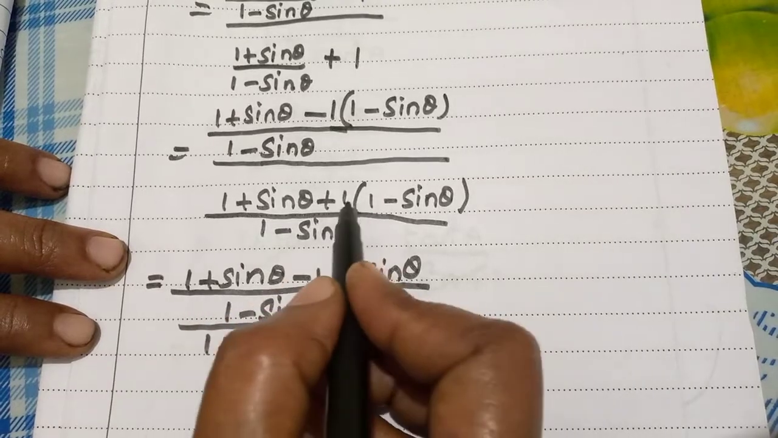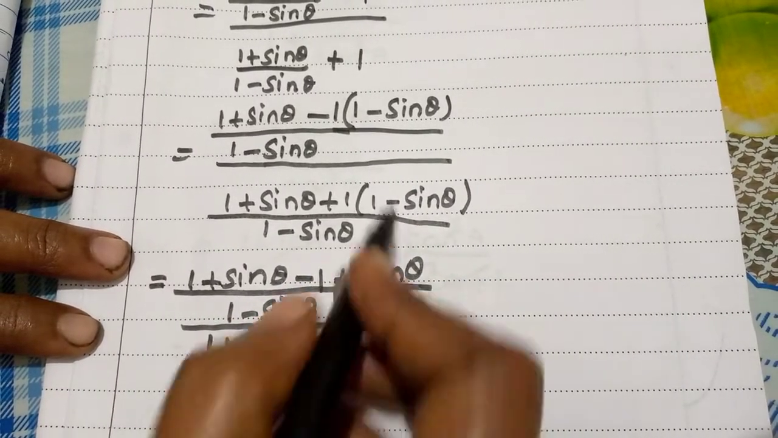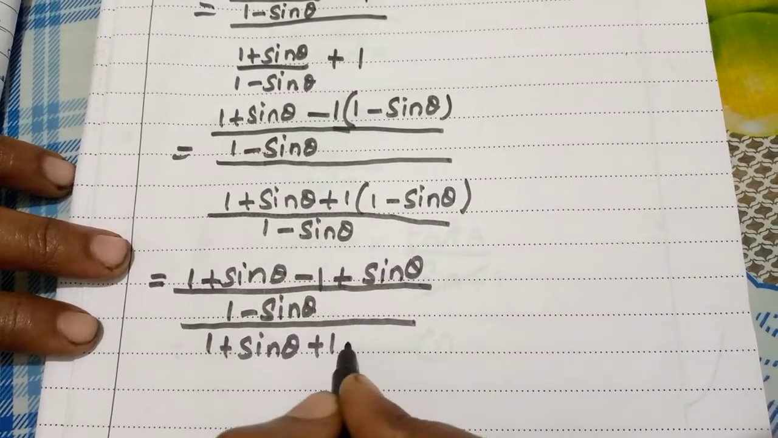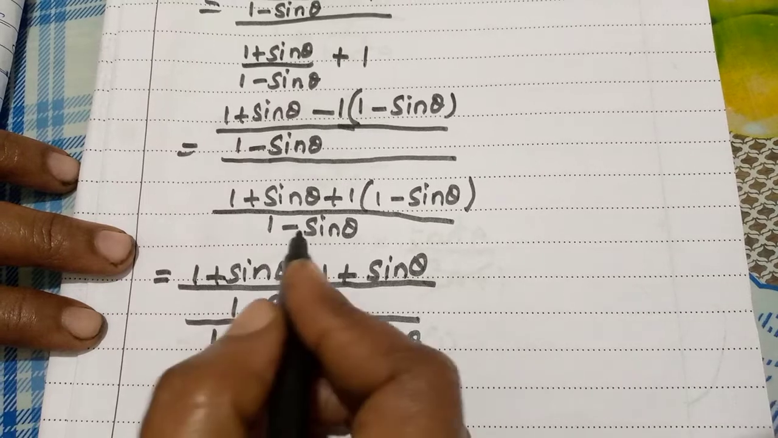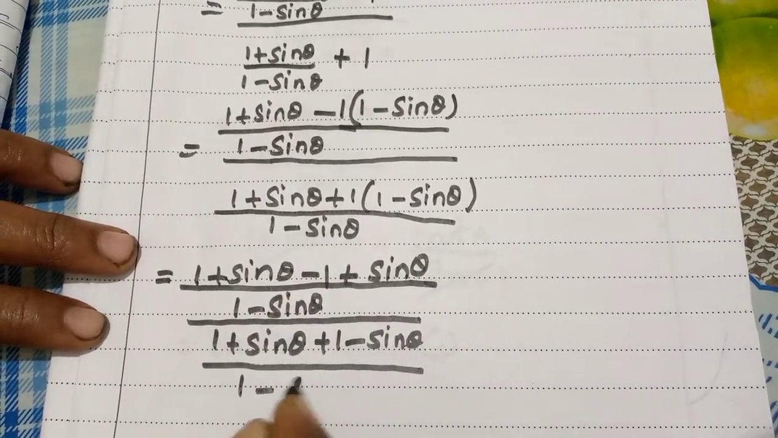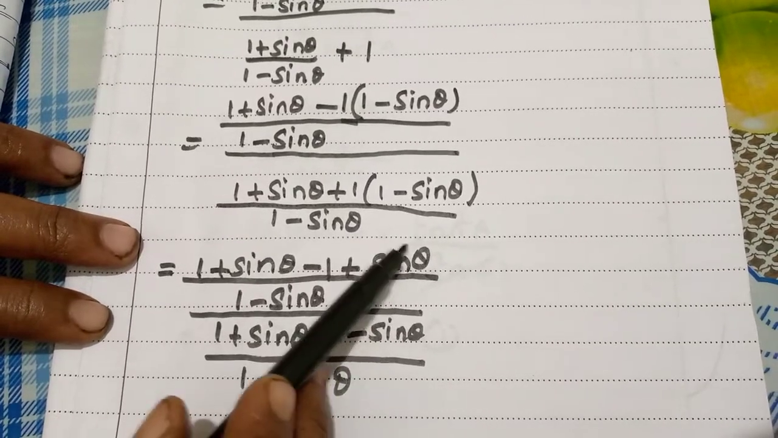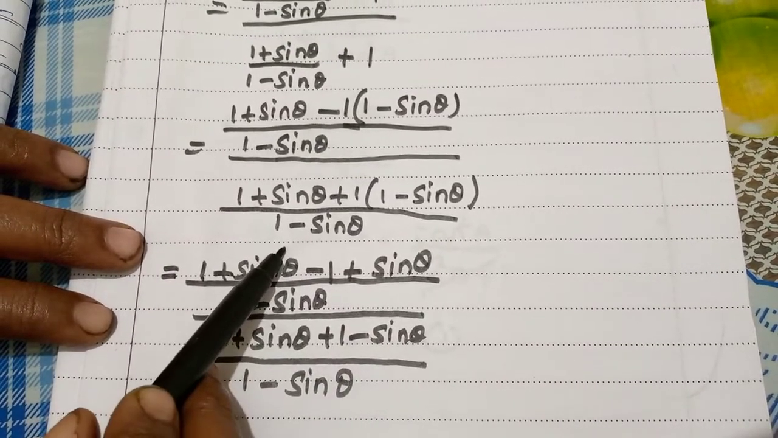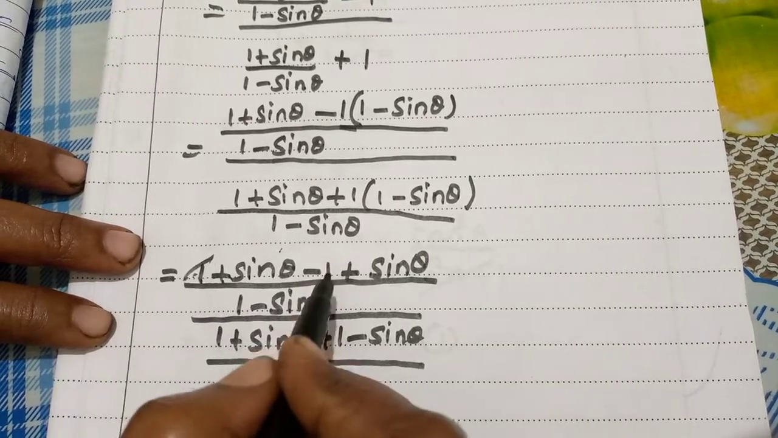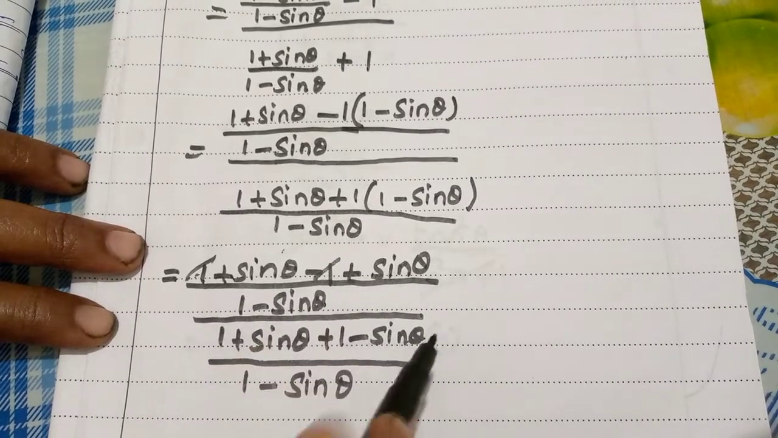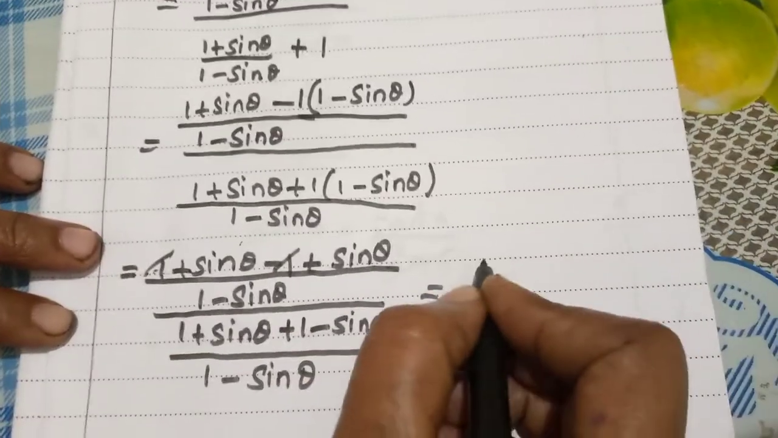Now with this 1, both terms we want to multiply. 1 into 1 is 1. 1 into minus sin theta is minus sin theta, divided by this denominator term as it is, 1 minus sin theta. Now come to the first numerator terms. 1 minus 1 is 0, so 1 minus 1 can be cancelled.